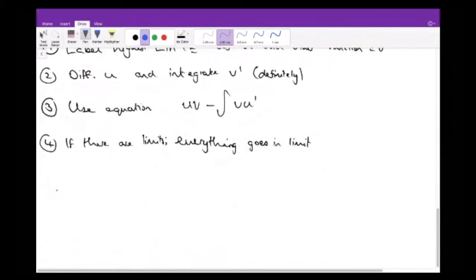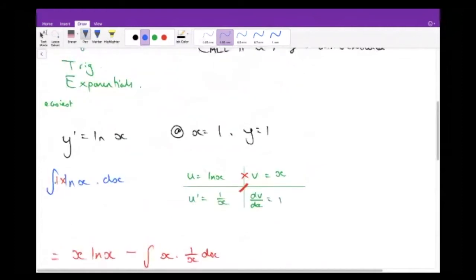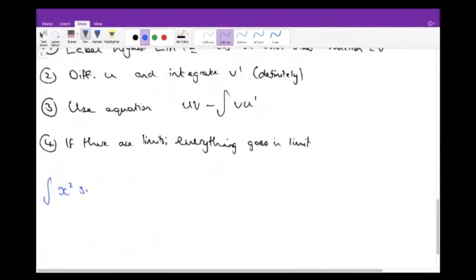For example, if I'd had, let's say, the integral of x squared sine x dx. So here's our clue that we're going to be using parts, because we've got a product, no composite function. What you would do is, looking at our list, we can see that u will equal x squared and v dash equals sine. So then u dash equals 2x and v equals minus cosine x.